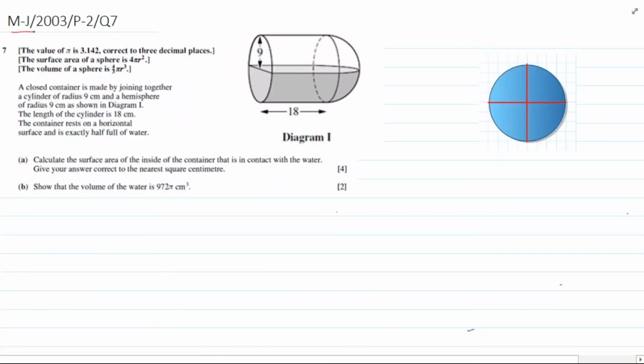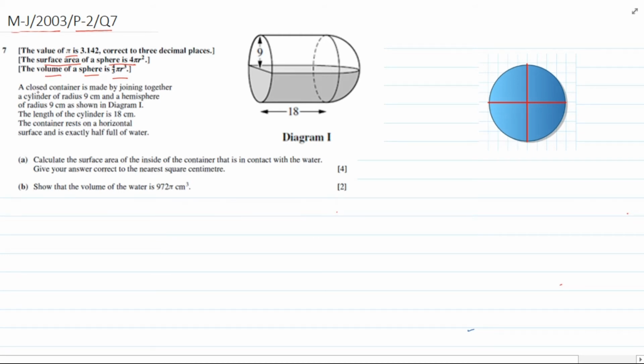Next question is May-June 2003 paper 2 question number 7. In this question, the value of pi is given. The formula of the surface area of a sphere, 4 pi r square, is given. And the volume of a sphere, 4 upon 3 pi r cube, is also given.